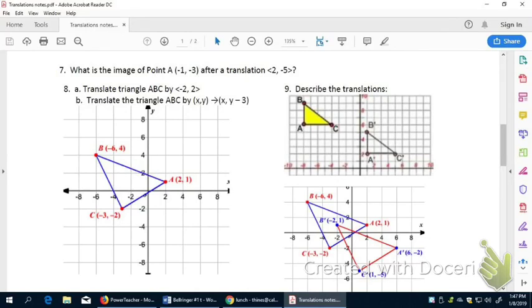Okay? So on A, it says translate the triangle by -2, 2. Okay? So which way does that mean we're going to go with -2? Left 2, and then up 2. So what we're going to do is we're going to take each point, we're just going to move it, and then draw a new point. Okay? So if I do the B, and I go left 2 and up 2, remember that each block is 2, so I'm really just going to go 1 on each one of them. Does that make sense?